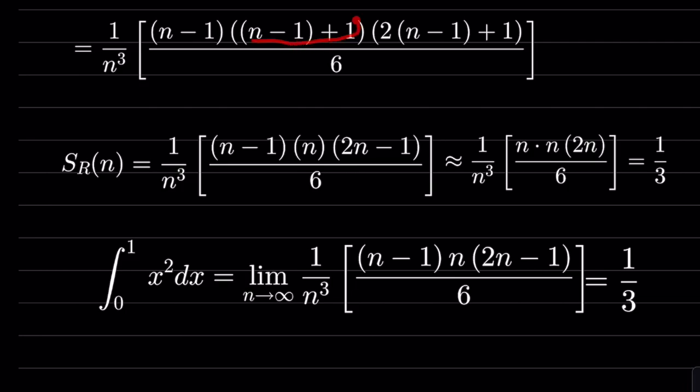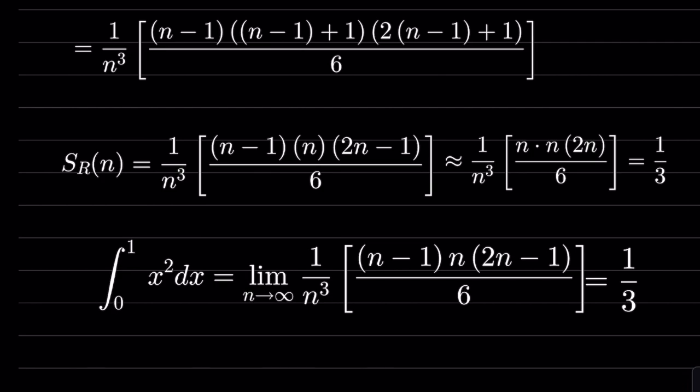So n minus 1 plus 1 simplifies to n. The first term is n minus 1, and this is 2n minus 2 plus 1, which simplifies to 2n minus 1. So if you simplify, that's what you're going to get. And now, ideally, in order to get better and better approximations, we want to make n as large as possible. Basically, we want to use as many rectangles as possible, because when you use more rectangles, your approximations become more and more accurate.